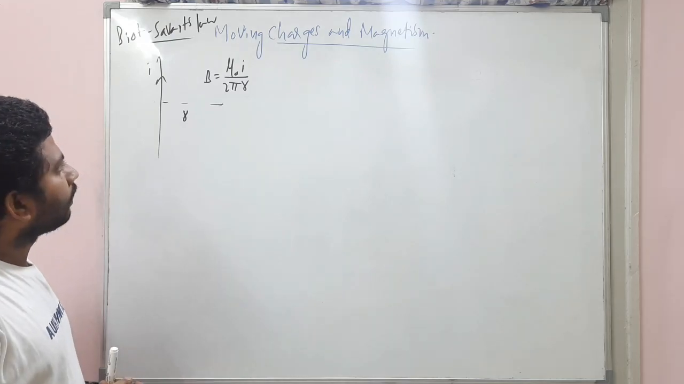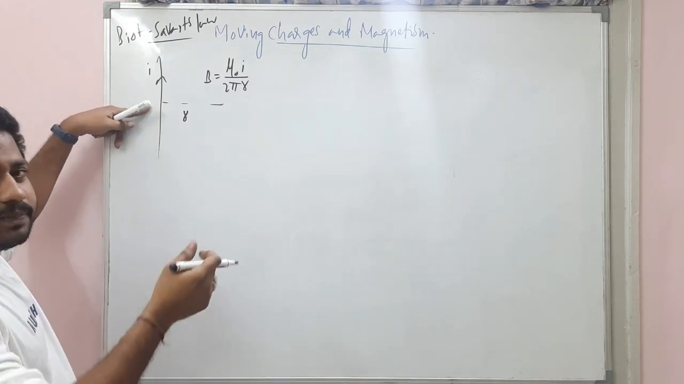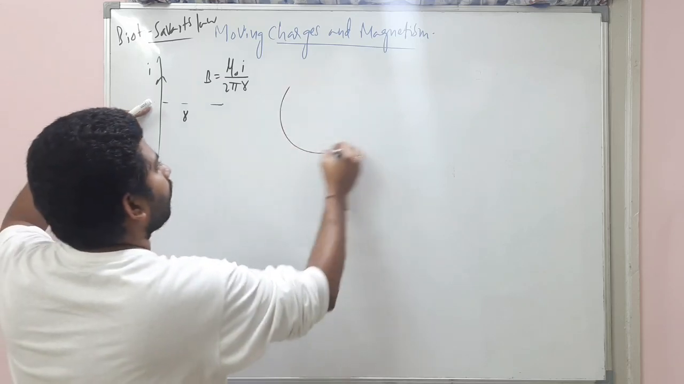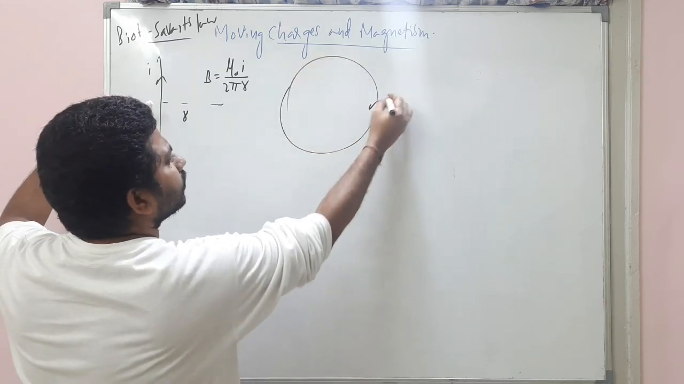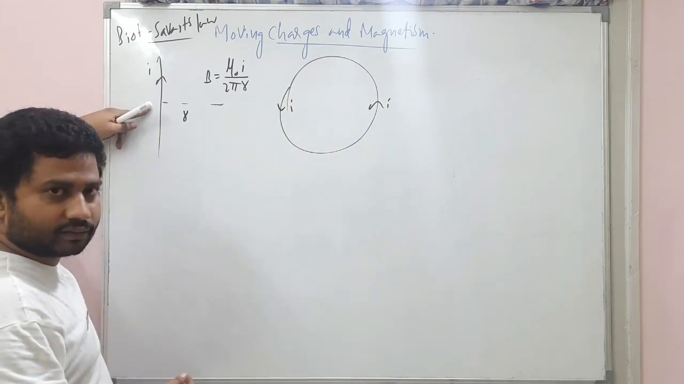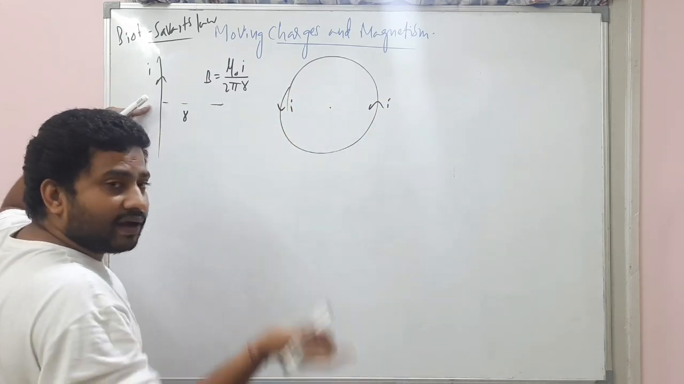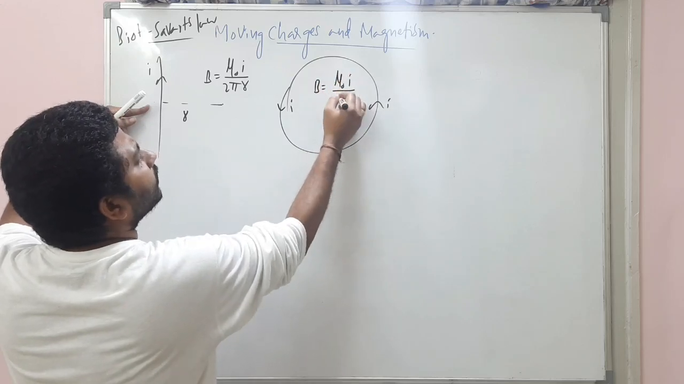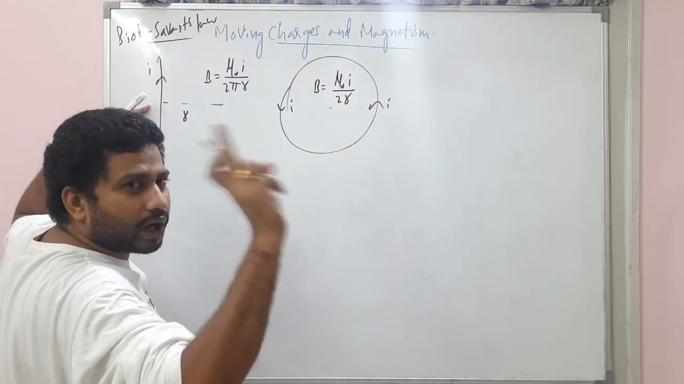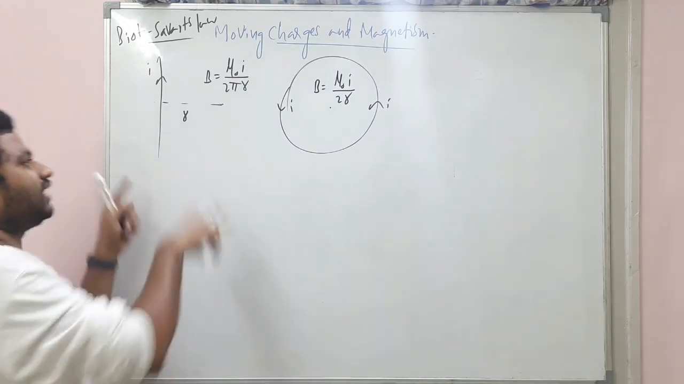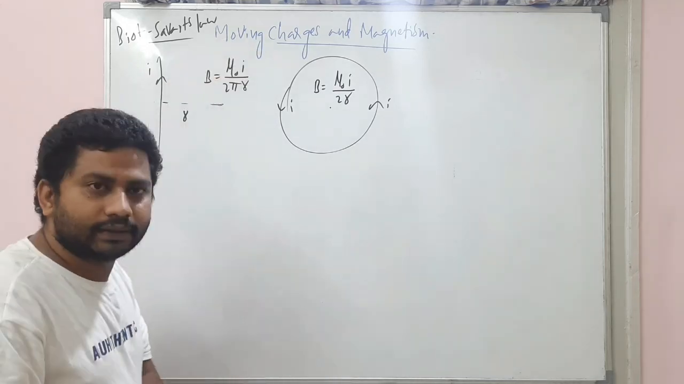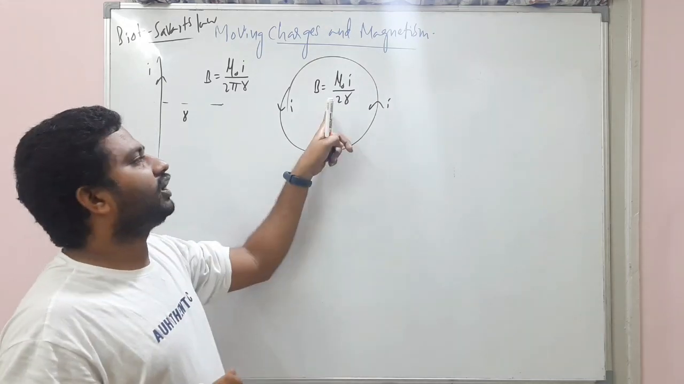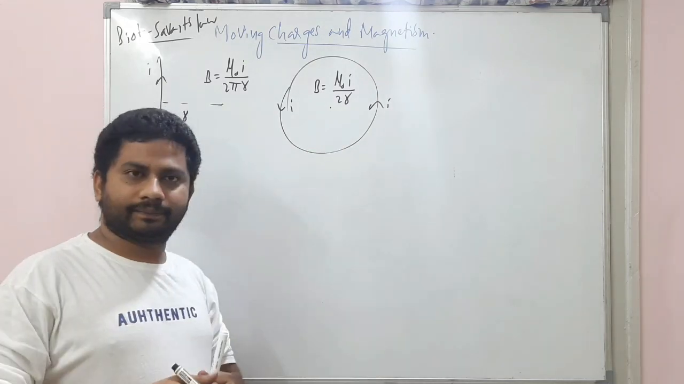Now, the same wire is bent into the form of a circle. A current is passing through this circular current carrying wire. This is the center. At the center, what's the magnetic field? It is mu naught I by 2r if there is one loop present here. By using the same Biot-Savart law, we could find the magnetic field at the center.